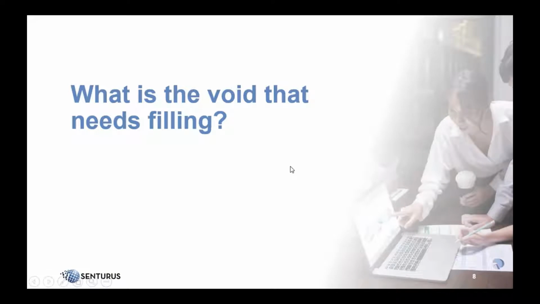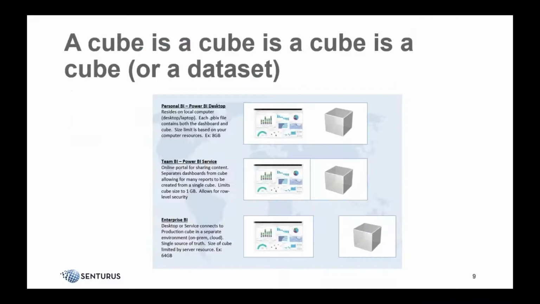We want to understand why Microsoft is adding these features to the toolset. What is the void that needs filling? And we'll talk about some of the objects that are in play here and the features that they've added. And we'll start with looking at what a dataset is.